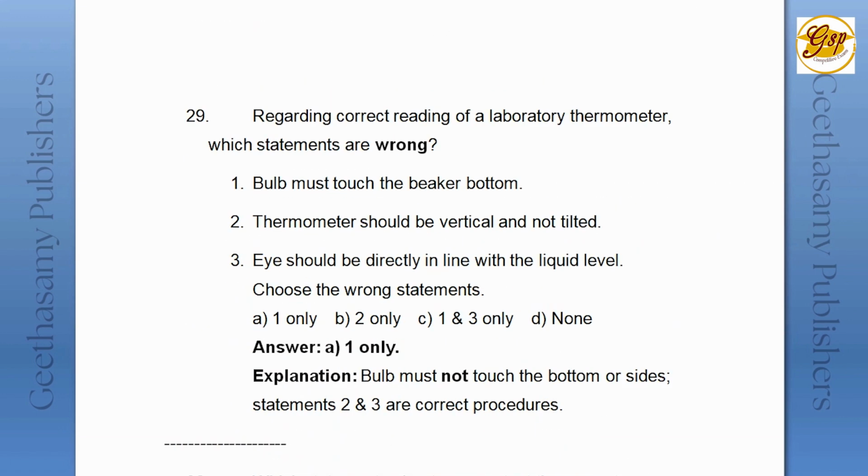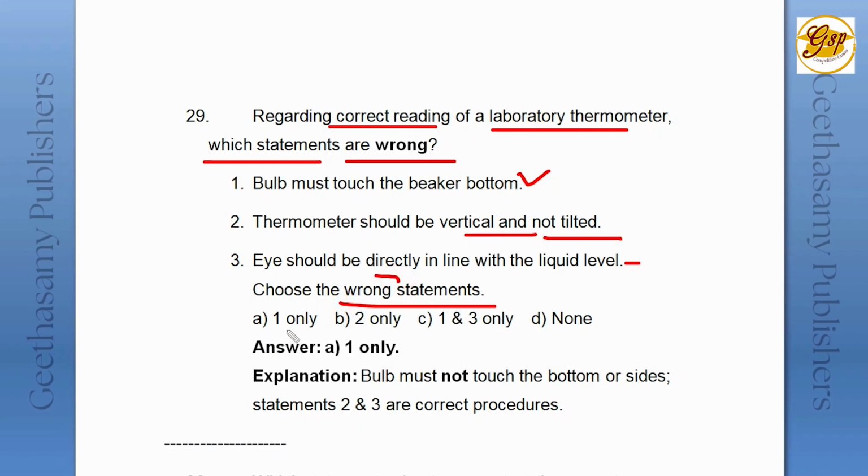29th question. Regarding the correct reading of a laboratory thermometer, using these statements, choose the wrong statement. 1. The bulb must touch the beaker bottom. 2. The thermometer should be vertical and not tilted. 3. The eye should be in line with the liquid level. Options: 1 only, 2 only, 1 and 3, none. The answer is 1 only is wrong. Right? The bulb must not touch the bottom, and statements 2 and 3 are correct in the procedure.